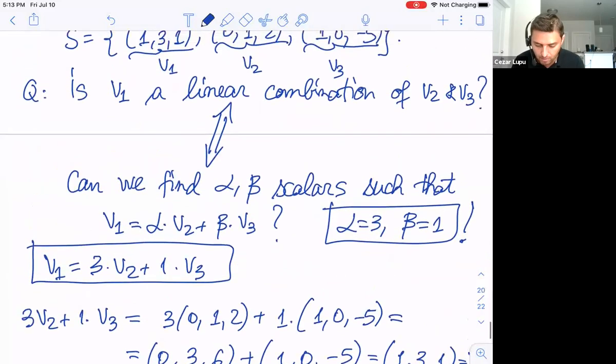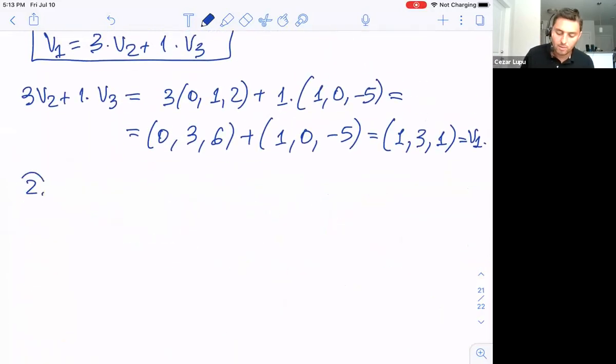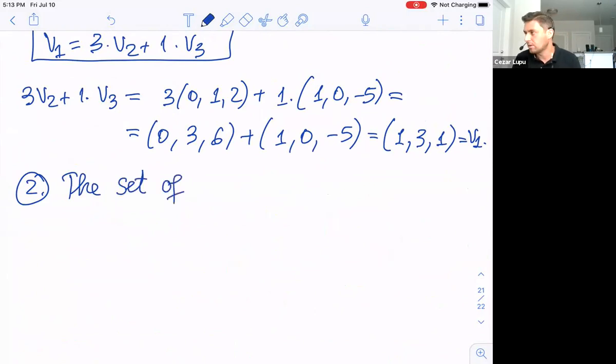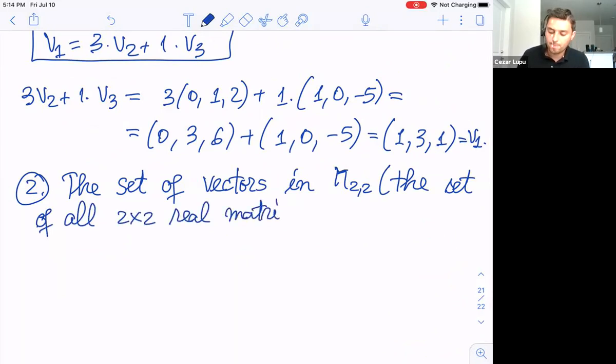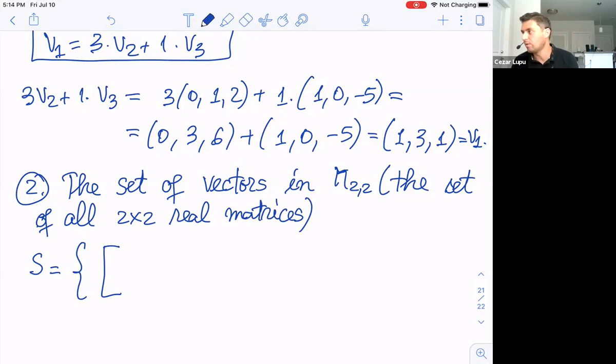Okay, let me give you another example. This is example number 2, and in this case I'm going to take a set of 2 by 2 matrices, a set of vectors in M22. Keep in mind that M22 is the set of all 2 by 2 real matrices. The set I'm going to consider is the following. Let's say S is, and pay attention, the elements in this set are matrices. That's what my vectors are.